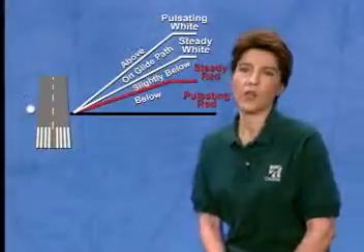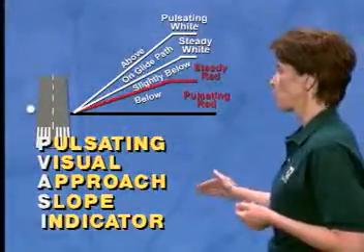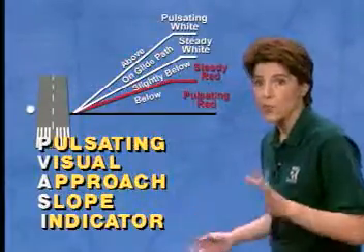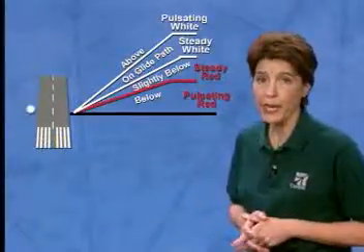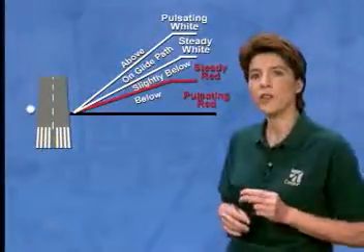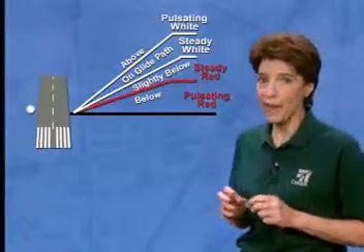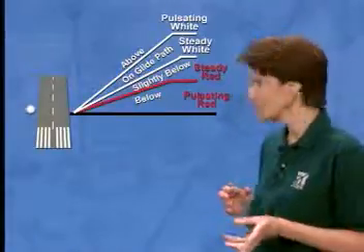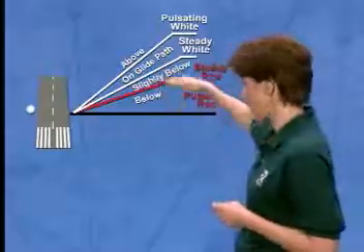Still another type of approach path indicator is the pulsating visual approach slope indicator, or pulsating VASI. You probably won't see these too often, however, they do show up by a runway now and then. Again, the light colors are red and white, with white the okay color and red the bad news color. But this time you only see a single light, which will change as your glide path changes.